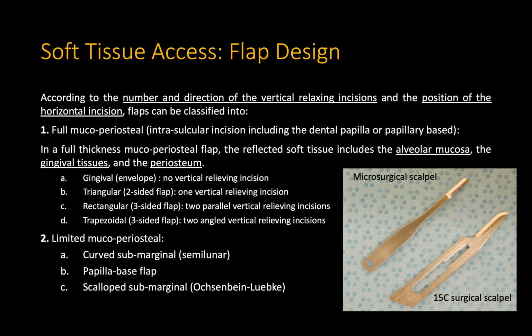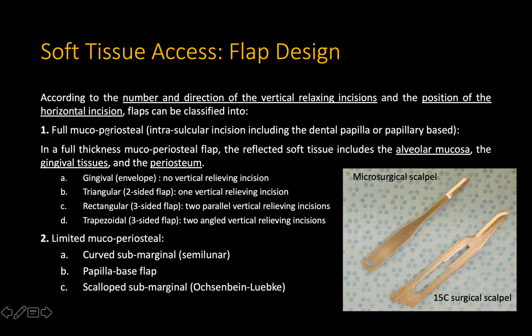Or we can have a limited mucoperiosteal flap, and the aim of these flap designs is to eliminate the need to disrupt the gingival margins, especially those around restorations where recession would be the most noticeable. So in the limited mucoperiosteal flaps, we don't reflect the gingival margins, or we don't reflect the papillae, as we will see later, to reduce chances of gingival recession after the surgery.